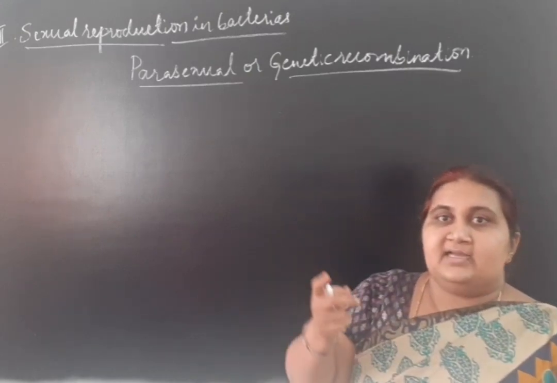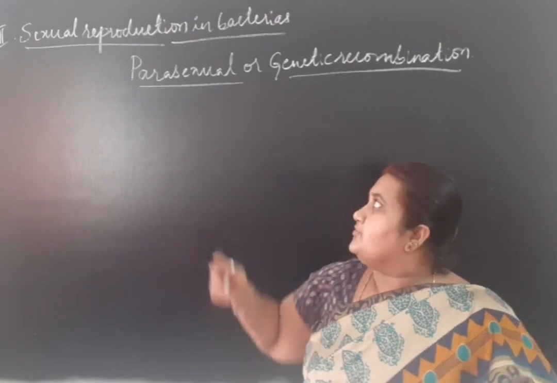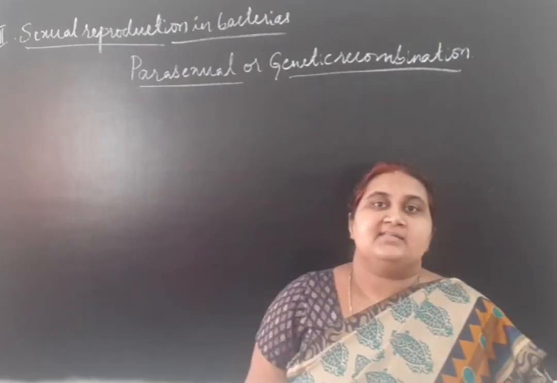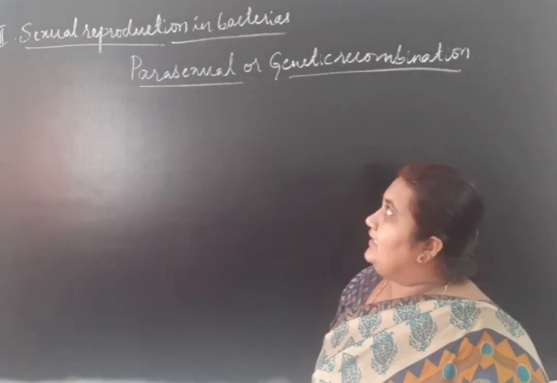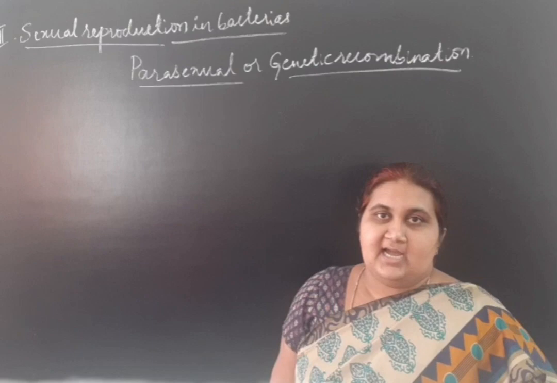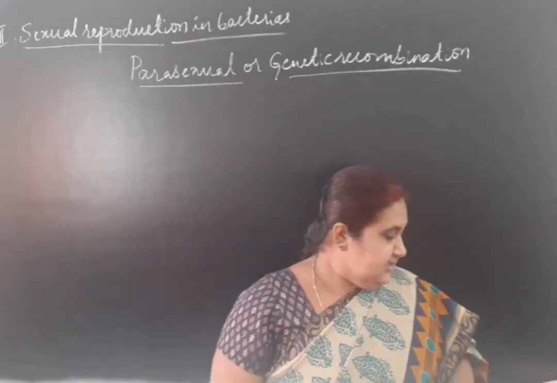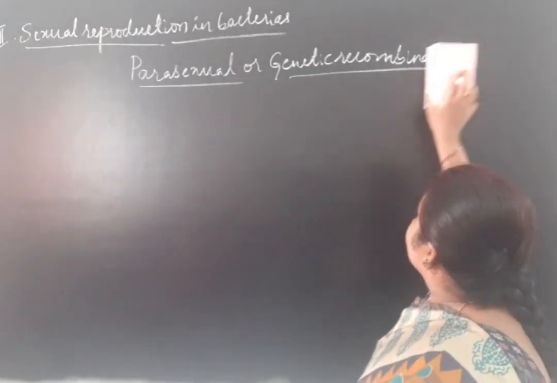In sexual reproduction, two individuals are involved. Here also, two bacterial cells are involved. So sexual reproduction in bacteria is also known as parasexual or genetic recombination.